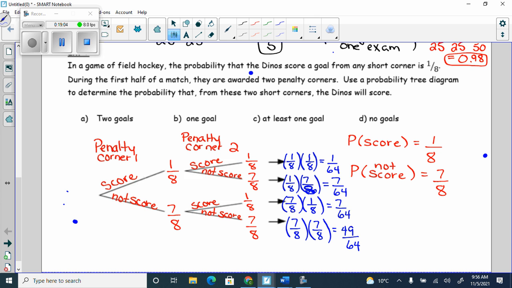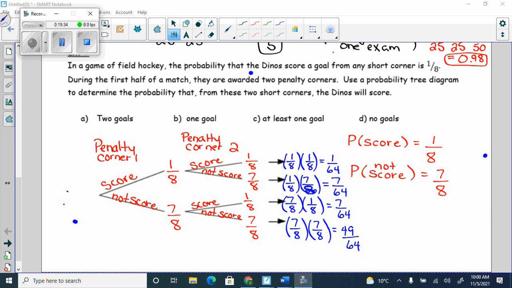Now, since you filled this in, I want you to answer the questions. So here it says, use the probability tree diagram to determine the probability that from these 2 short corners, the Dinos will score 2 goals. What's the probability of scoring 2 goals? What's the probability of scoring 1 goal? What's the probability of scoring at least 1 goal? What's the probability of scoring no goals? And you can pull it right from this chart. Okay? You try it out. What's the probability they score 2 goals? What's it going to be?